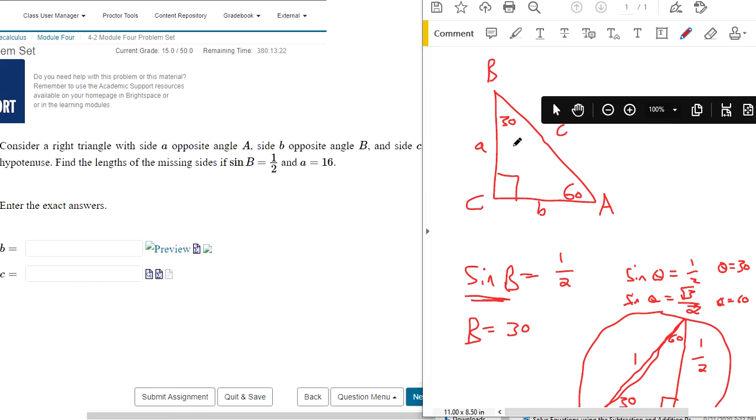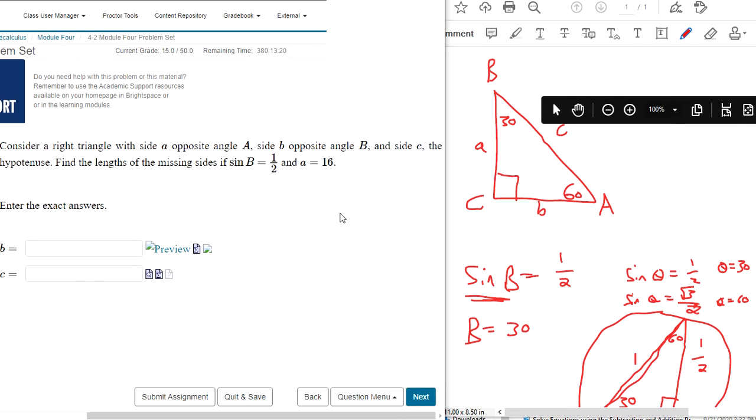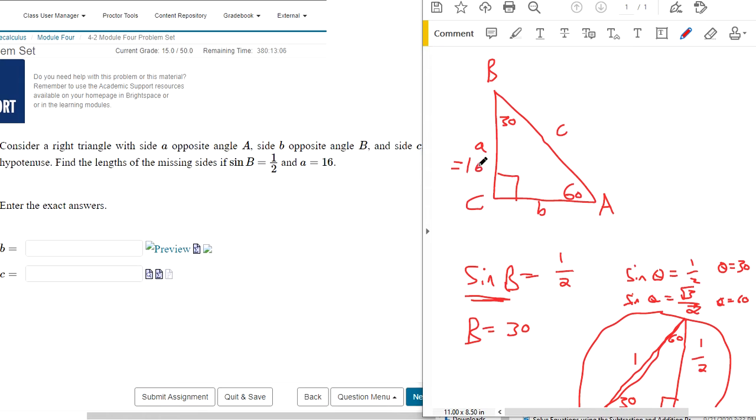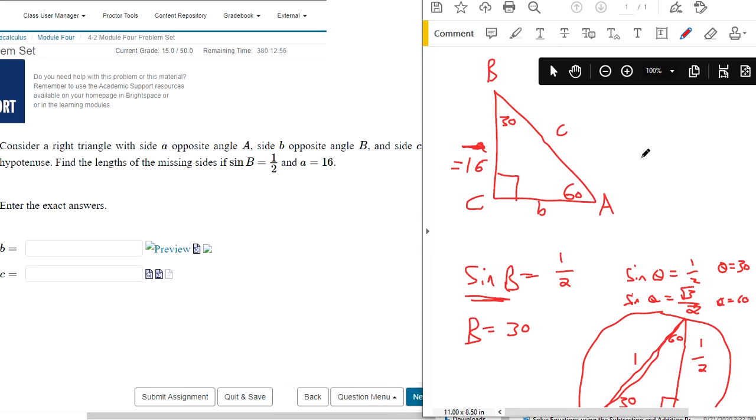So now that we have that, let's see what other information we have. We're supposed to solve for B and C here. Sine of B is 1/2. A is 16. Okay, so we know A is 16, so we don't have to have the letter A here anymore. We know that this side length is going to be 16. To find out B and C, we need to use right angle trigonometry. Those definitions of sine, cosine, tangent.